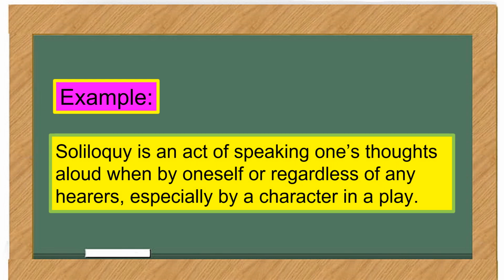Example: Soliloquy is an act of speaking one's thoughts aloud when by oneself or regardless of any hearers, especially by a character in a play. In this sentence, soliloquy is a difficult word. Is is our signal word, and the rest of the sentence is the definition or the meaning of the encircled word.